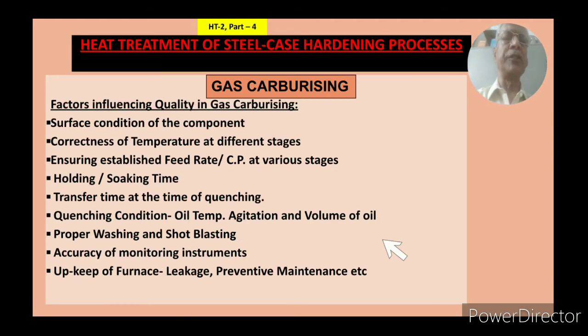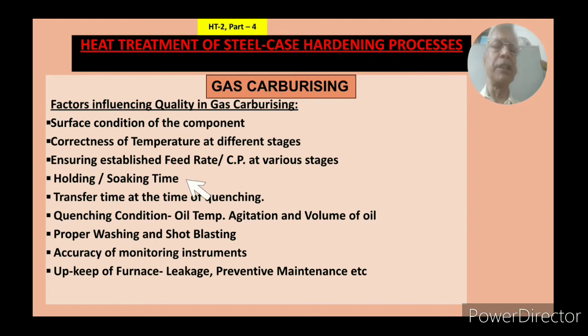Now, factors which are influencing quality in gas carburizing. Surface condition of the component: the surface should be properly cleaned. There should not be any rust or dirt or paint, all those things. You have to remove it first. Okay, so the surface has to be very clean before you go for gas carburizing. Then correctness of temperature at different stages. Whatever temperatures I have mentioned at various stages, like carburizing, diffusion, tempering, all these temperatures are to be maintained properly. Ensuring established feed rate and CP at various stages is also required. Whatever feed rates through flow control valves and carbon potential indicators have to be maintained at the desired level. Okay.